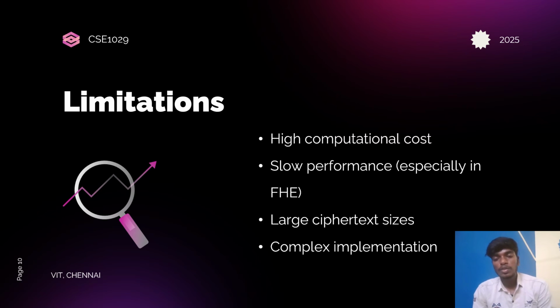Slow performance, due to the encrypted message transformation. Large ciphertext sizes, as I have already said: whatever message you encrypt will become a large ciphertext, a large encrypted message. And complex implementation: implementing homomorphic encryption is highly complex.